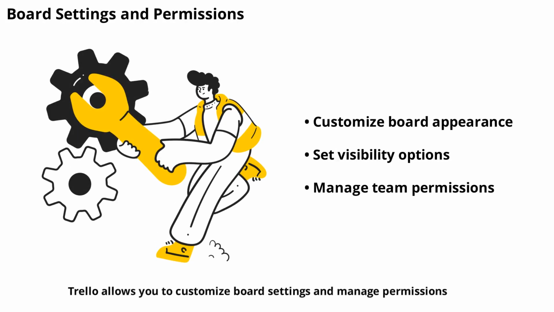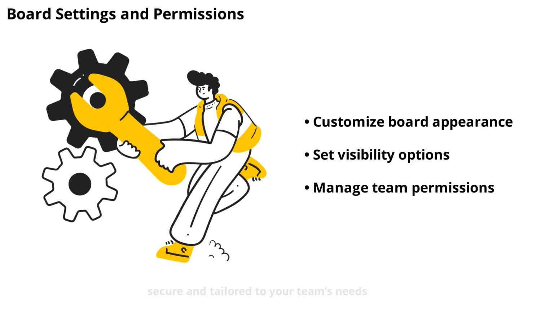Trello allows you to customize board settings and manage permissions. You can change the board's name, background, and visibility. Set permissions to control who can view or edit the board. Proper settings ensure your board is secure and tailored to your team's needs.